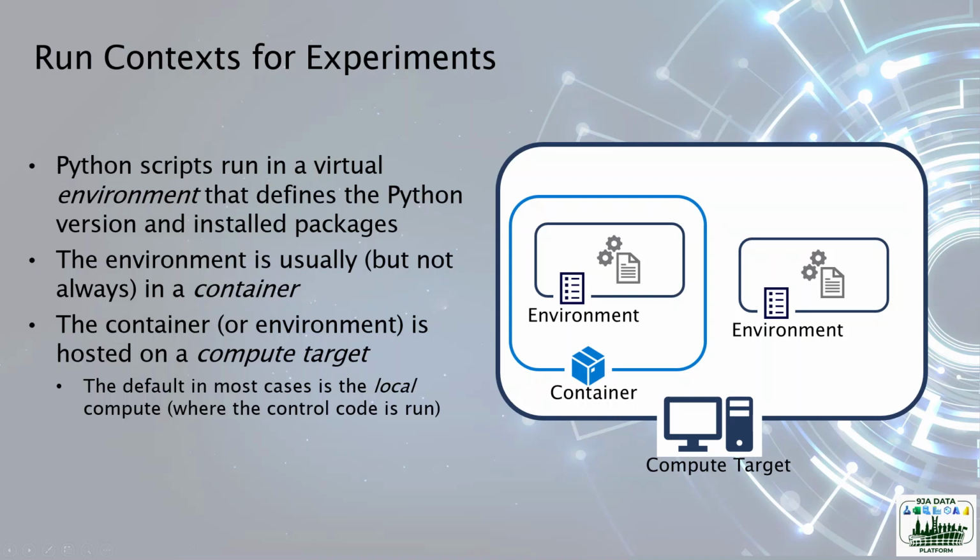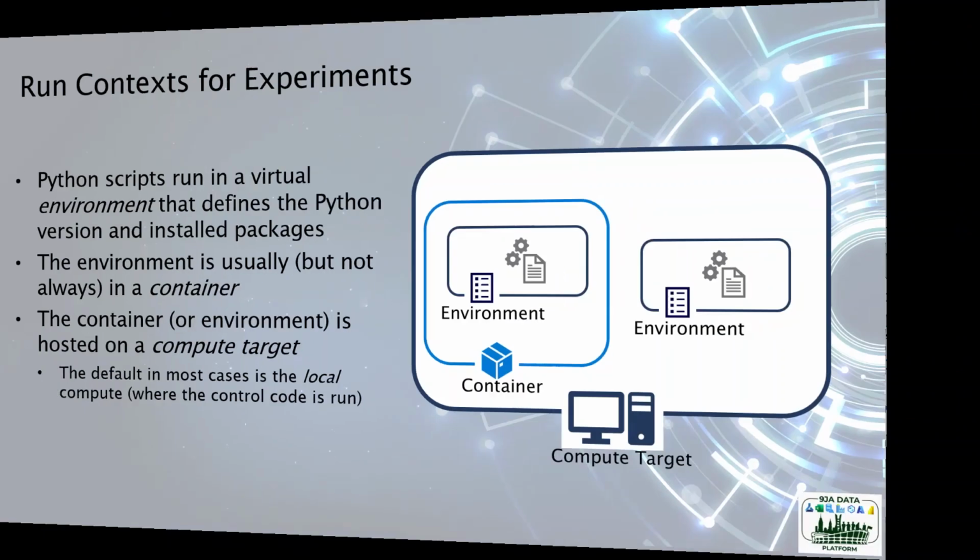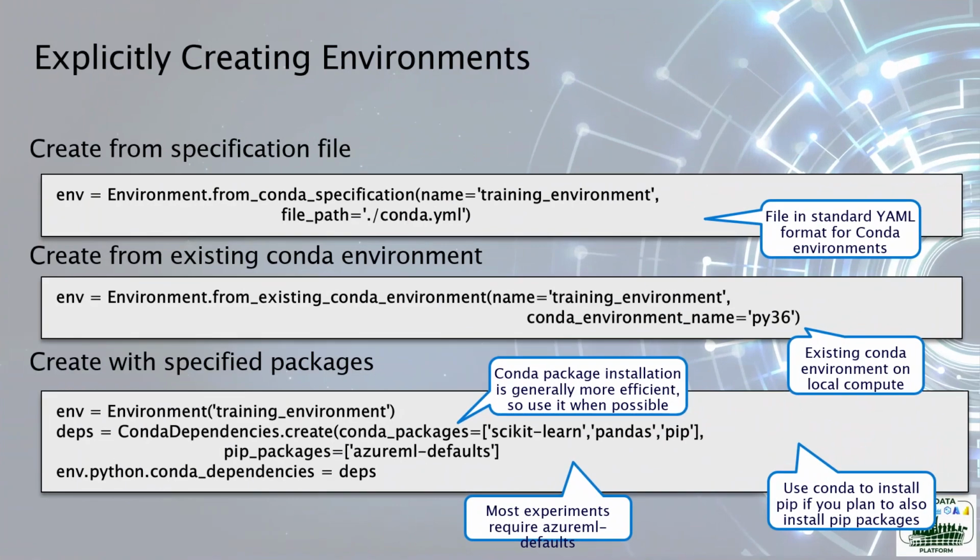The environment can sit on its own, either on your local machine or within an environment, or it can sit within a Docker container, so it can be containerized. Maybe on Kubernetes or on Docker itself, I have a container that contains the environment I need, and I have that also sitting within a compute context or target. So that's the context around environments. So how do I go about creating an environment?